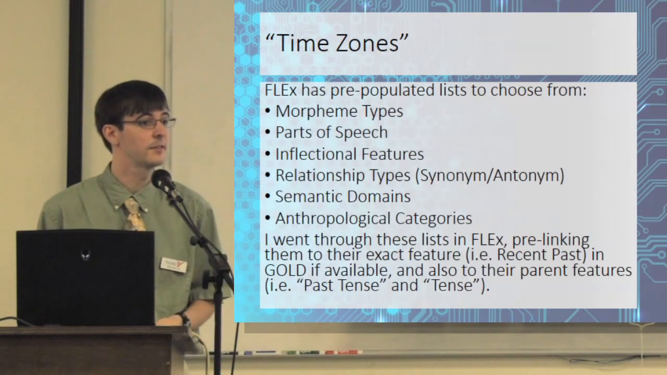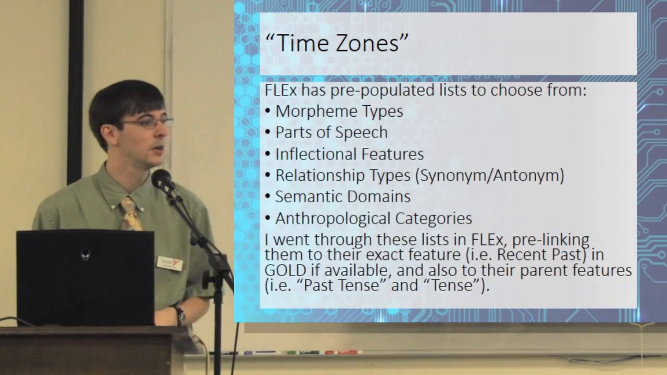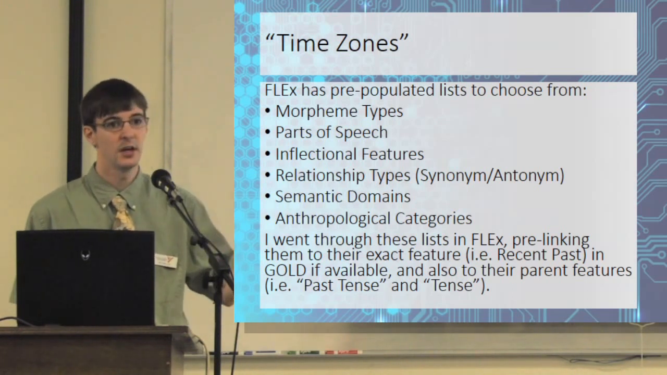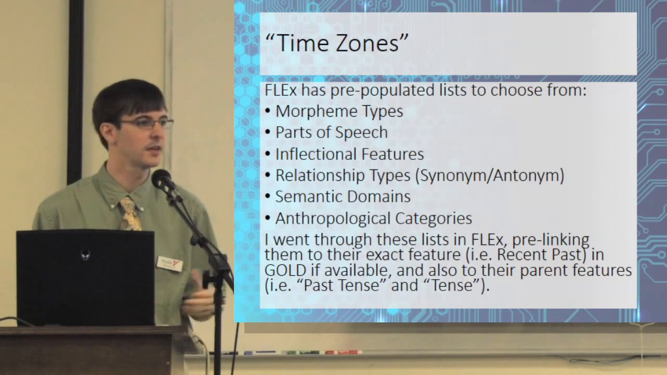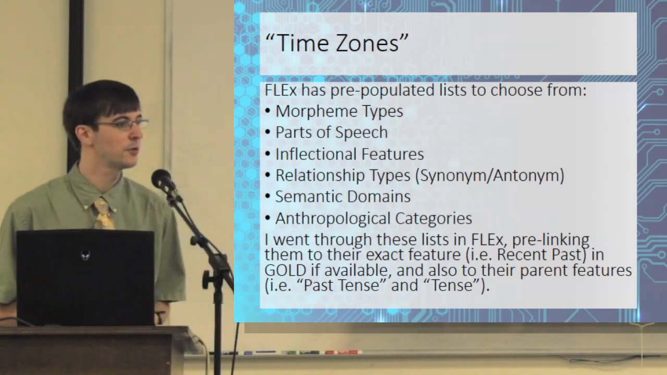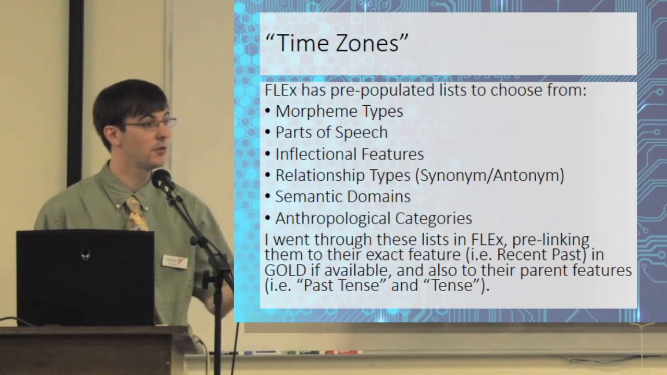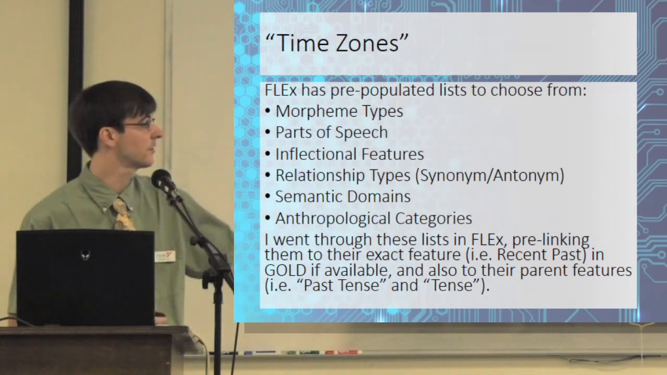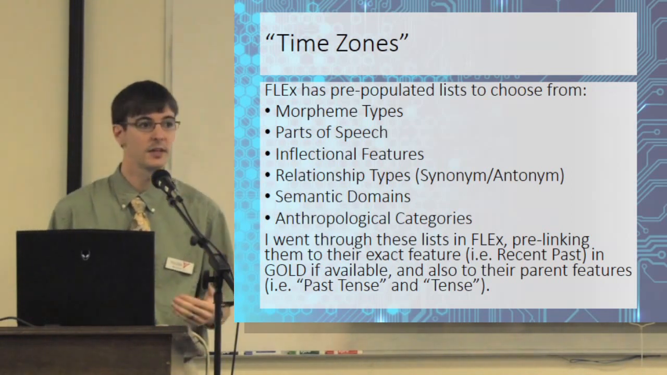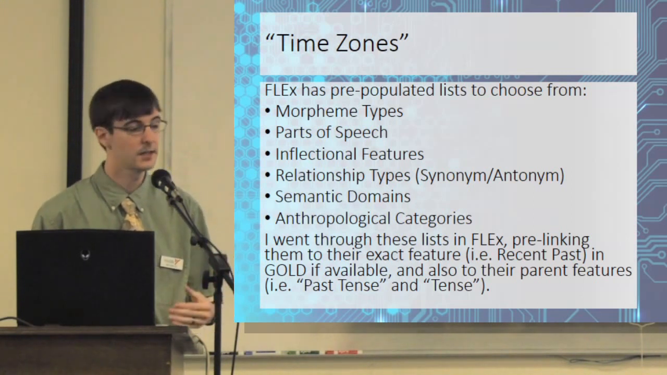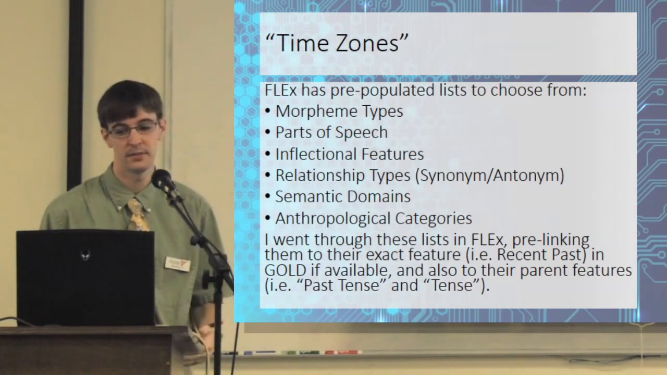So Flex has pre-populated lists for morpheme types, parts of speech, inflectional features, relationship types, lexical relations, antonym, synonym, semantic domains, anthropological categories. And I went through all the lists that were in Flex and pre-linked them to their exact feature if it was possible, for example, recent past. And if I couldn't link it to the exact feature because I couldn't find it in the list, then I linked it at least to past tense and to tense.